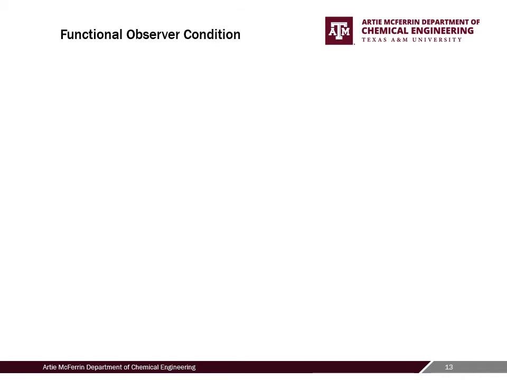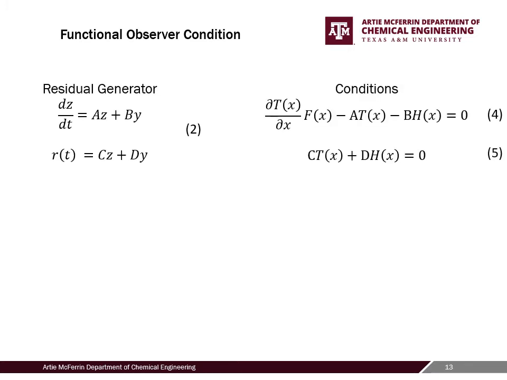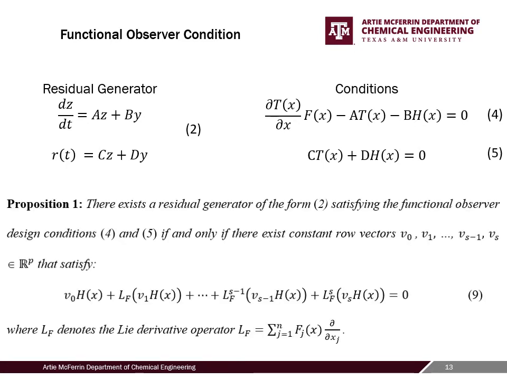In this slide, necessary and sufficient conditions for the residual generator to satisfy the mathematical equations for the functional observer conditions are provided in the form of a proposition. There exists a residual generator of the form 2 satisfying the functional observer design conditions 4 and 5 if and only if there exist constant row vectors v0, v1 all the way to vs that satisfy equation 9, where LF here denotes the Lie derivative operator and S denotes the order of the residual generator.